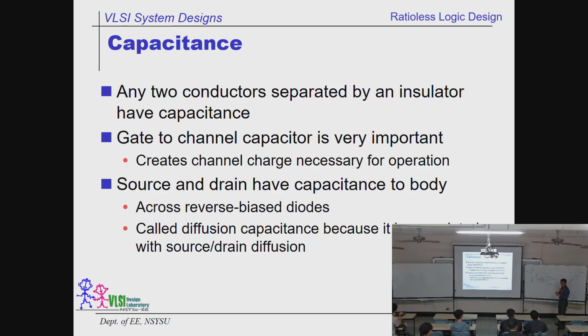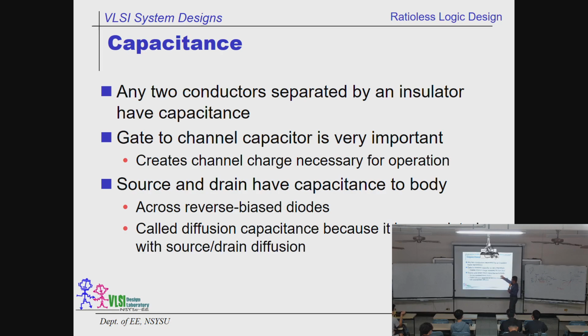Remember, you learned that we have a PN junction. This is N. This is P. So technically speaking, we are going to have a diode over here. PN junction, right? This is N plus. This is P. So we have an NP junction. Similarly, we're going to have an NP junction over here, and over here. All of these are called parasitic capacitors.